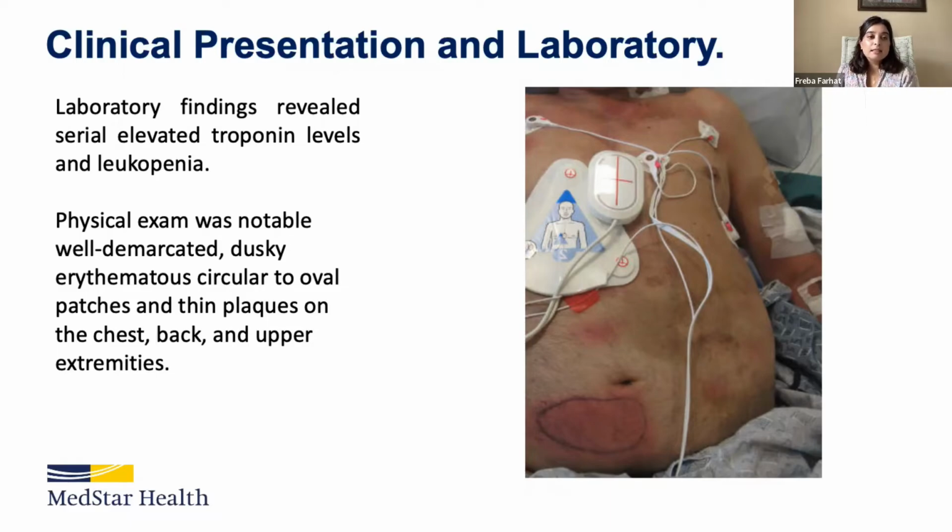And so given the data that we had and what we were dealing with, our differential was all over the place. We really didn't know what we were dealing with. But at the top of my list was initially a fixed drug eruption. And the reason why I thought about that is that there are these erythematous, sort of dusky, ovoid to round patches and thin plaques, which makes me think that there's a dermal process rather than an epidermal process happening here.